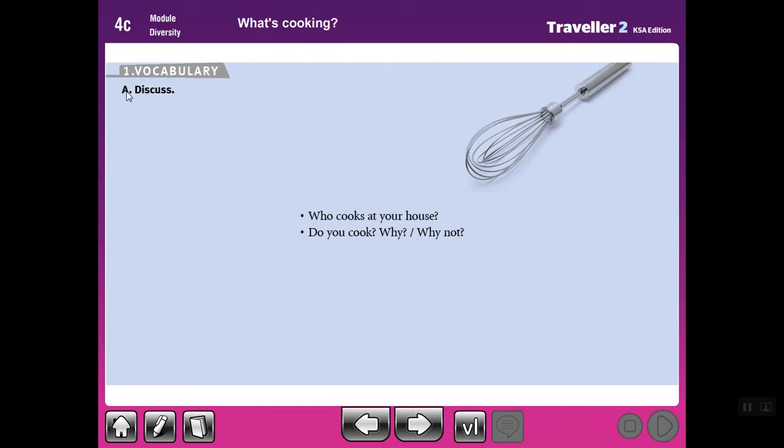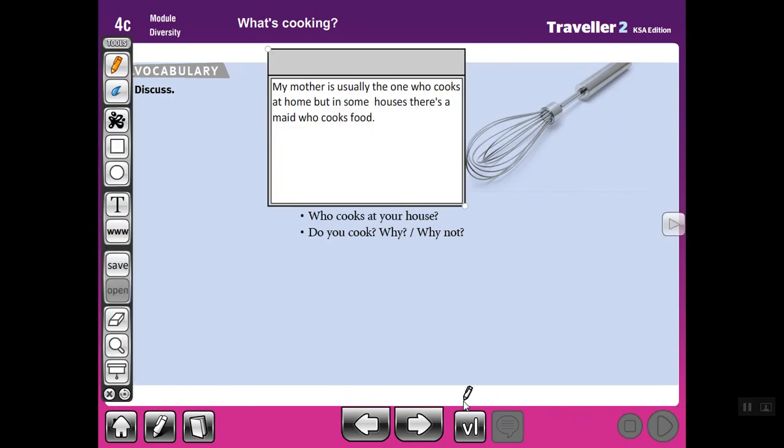Number one, A, discuss. Vocabulary A, discuss. Question number one, who cooks at your home or at your house? Do you cook? Why? Why not? Question number one, who cooks at your house? My answer here, or your answer, or some answers which we may listen to.